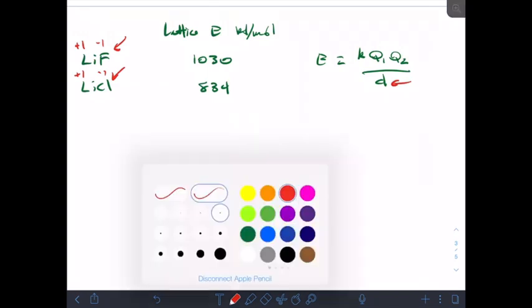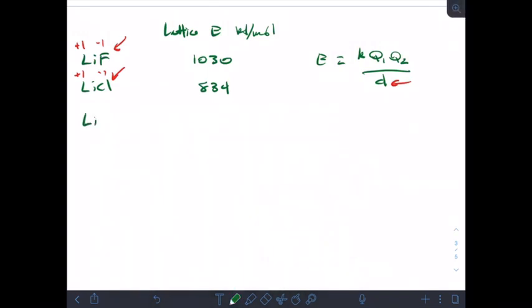Okay? If I continue on this path and I look at lithium iodide, 730 kilojoules per mole. Okay, iodine is bigger than chlorine. So again, my D is getting bigger, my energy is getting smaller.